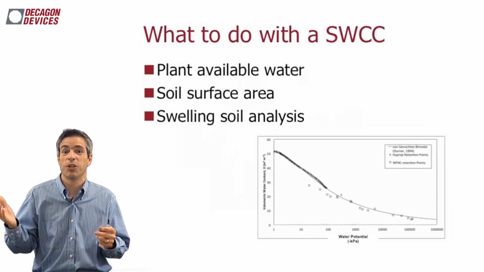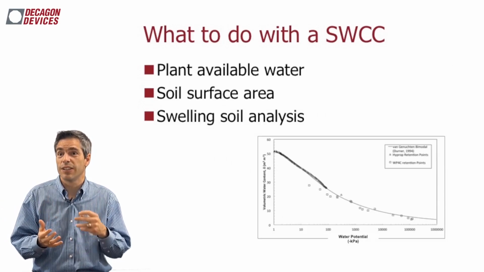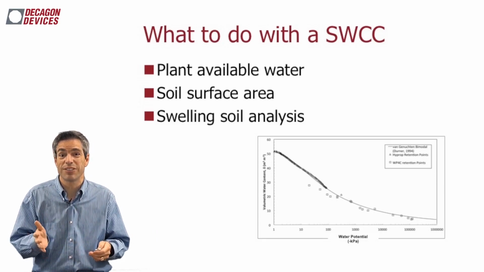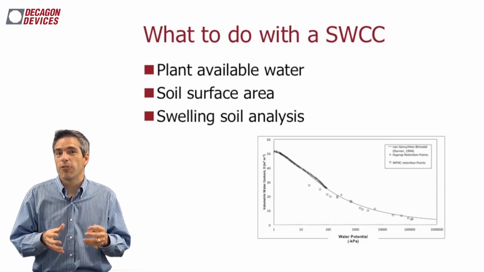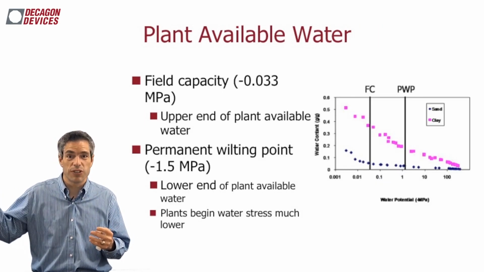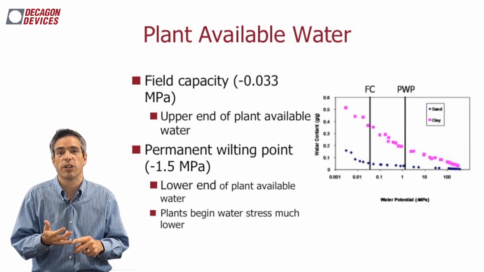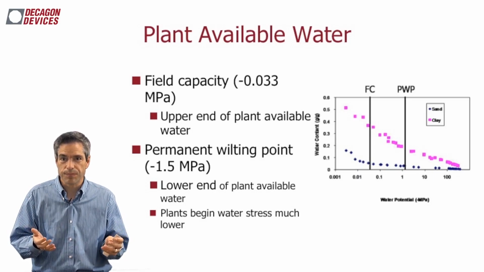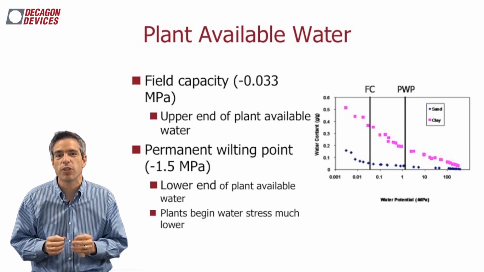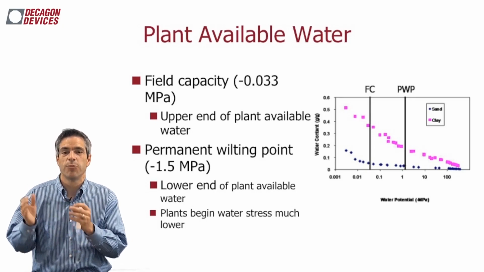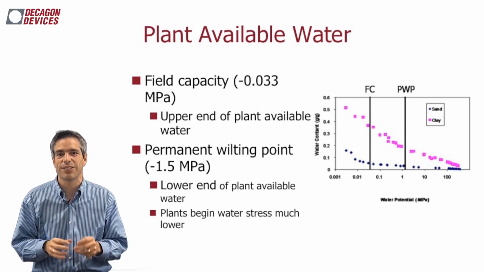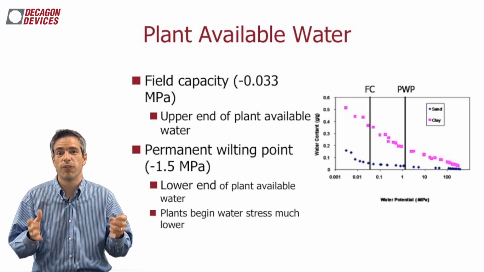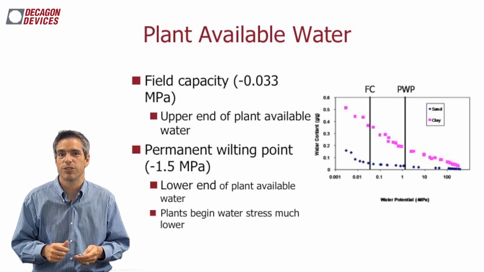Okay, so what can we do with our SWCC? I already talked about this: plant available water, surface area, swelling soils. Let's get right to it. Plant available water, we've talked about this quite a bit, but you're seeing an SWCC for a couple of different soils run in our lab. One was a sand, one is a clay. You can see how very different those are. But we can go ahead and see what the water content is at permanent wilting point and field capacity, and we're going to get back to this analysis in a little while, where I talk about bridging the gap to our field measurements of water content. So hold on just a second.